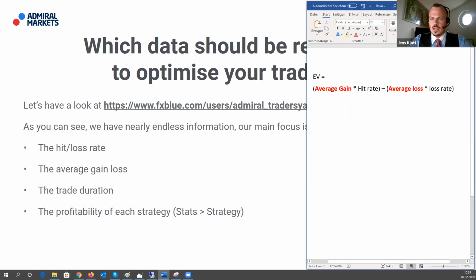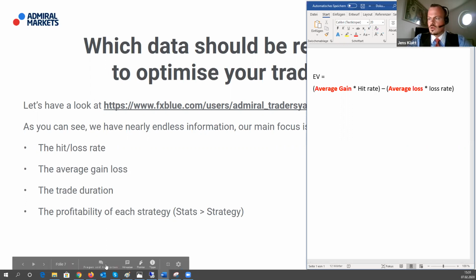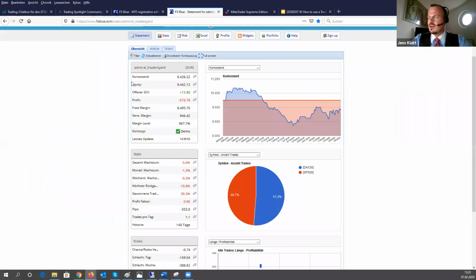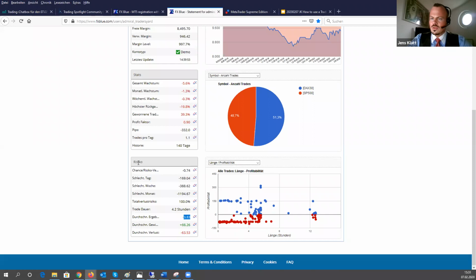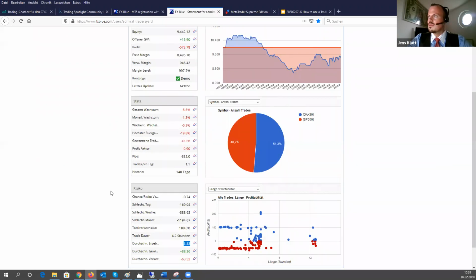That's why it's so important to look at these numbers and have a clear, quick overview of this. And it's no coincidence that in the case of FXBlue, this is something you can find right on the first site, below risk. So this is the risk tab in this case, and there you have the average expectancy, the average gain, and the average loss, while the hit rate, let me just see, where do you have it? Here. There we have the hit rate, so it's winning trades.